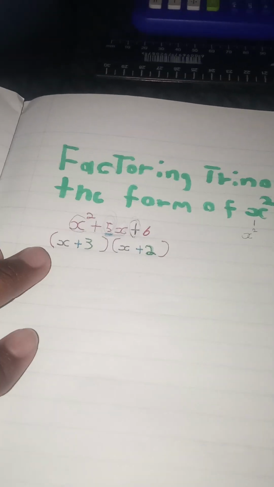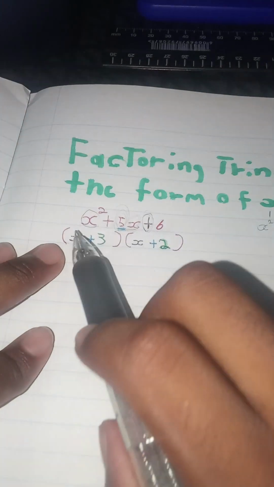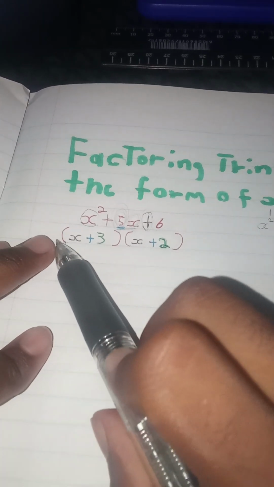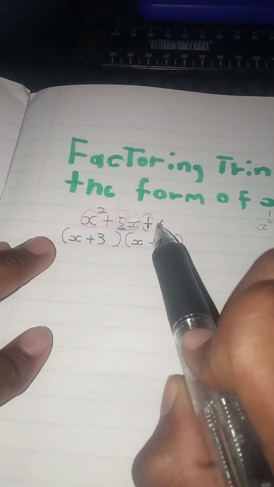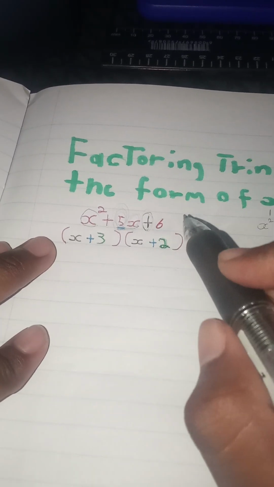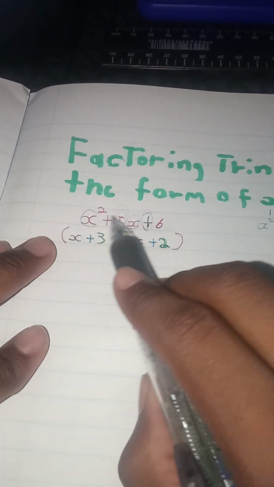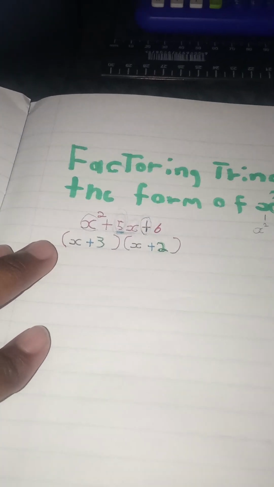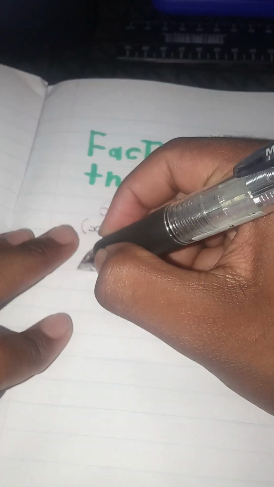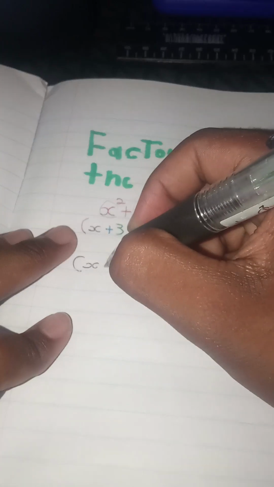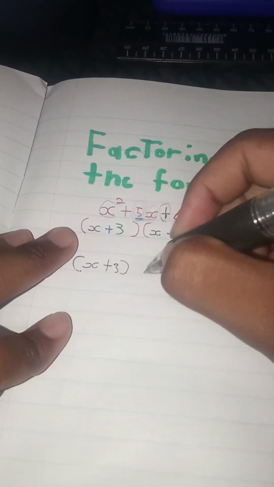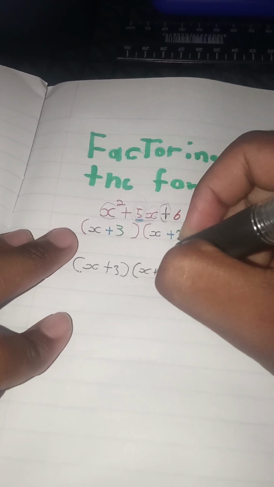As you can see, now we are going to check what happens if you multiply them. Will the product be the same as this? You don't have to check, but if you want to, we can check. If it gives you all of this, it is correct. So now we are about to check. We have found the answer, and the answer is x plus 3 into x plus 2.